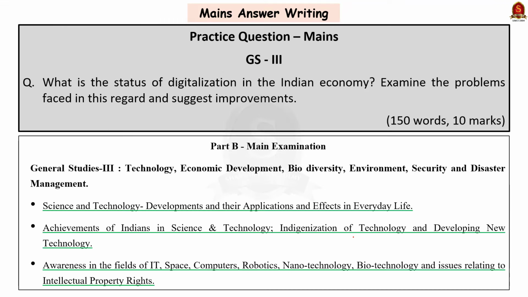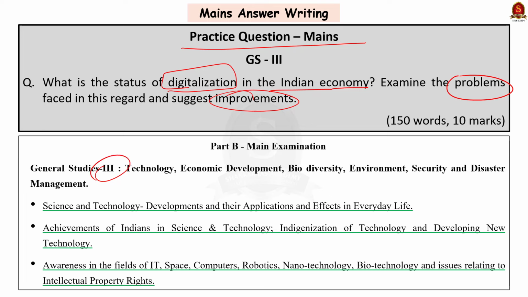Let us now move on to our mains answer writing practice. Look at this question. What is the status of digitalization in the Indian economy? Examine the problems faced in this regard and suggest improvements. So this question comes under GS paper 3 of UPSC Mains. Now let's get into the discussion.